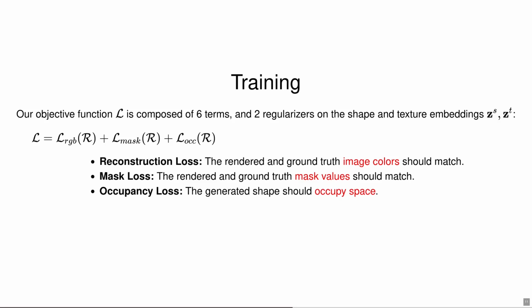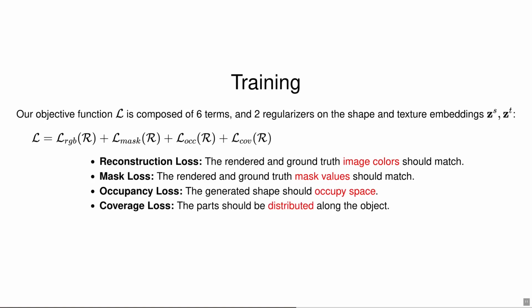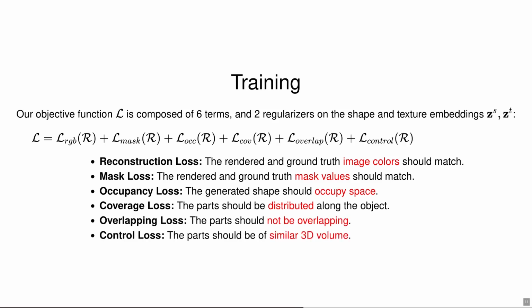We also introduce a set of losses that guide our network to learn editable parts. The coverage loss distributes the parts along the object. The overlapping loss forces non-overlapping parts. Finally, we impose a control loss to decompose objects into equally sized parts for better editing control. The L2 regularization applied to the shape and texture codes is used to constrain the latent codes within the normal distribution, following other autodecoder-based methods.